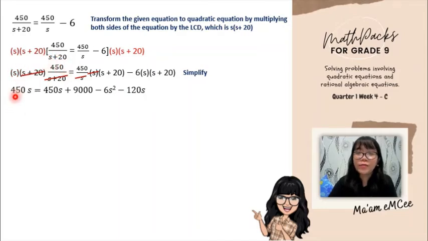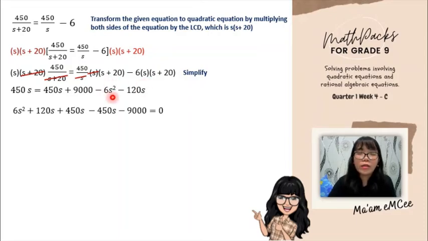So that is 450s. Then 450, distribute that one to s plus 20. So 450 times s is 450s. 450 times 20, that is 9,000. And then negative 6 times s, that is negative 6s squared. Negative 6 times s times 20, that is negative 120s. Then, we will have your quadratic equation in standard form.